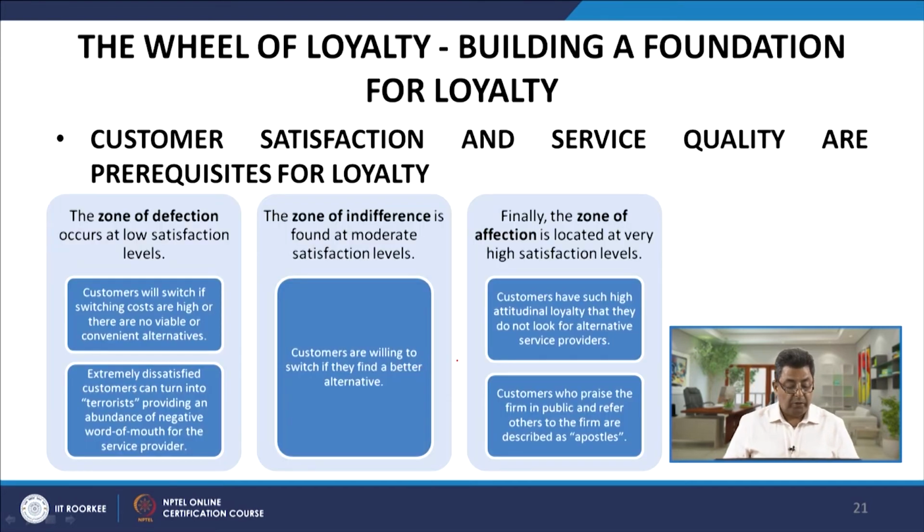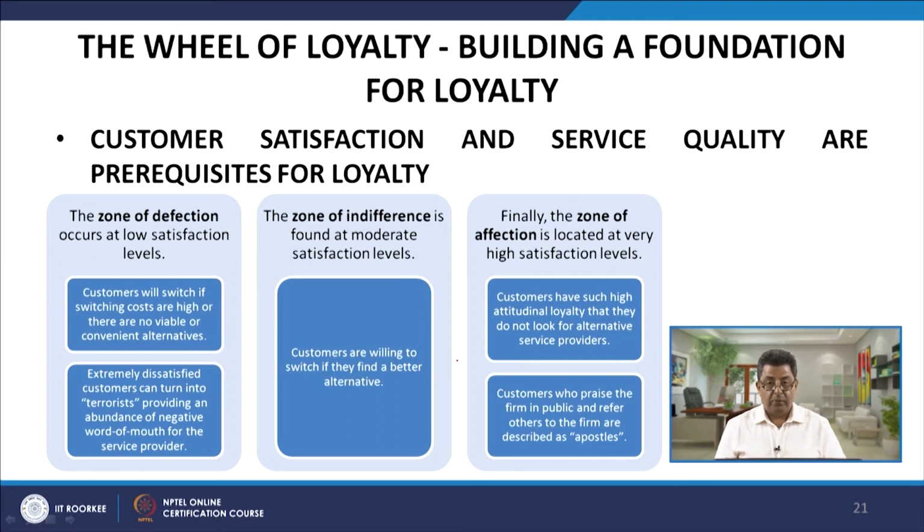So this zone of tolerance occurs at low satisfaction levels. A customer will switch if switching costs are high or there are no viable or convenient alternatives. Extremely dissatisfied customers can turn into terrorists, providing an abundance of negative word of mouth for the service provider.